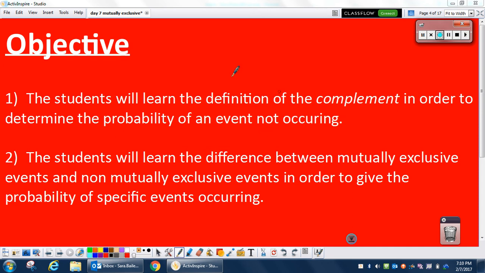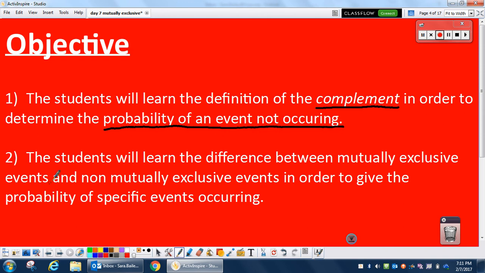Alright, you have two objectives today. Your first objective is the students will learn the definition of the complement, and in this case it's the complement in probability, in order to determine the probability of an event not occurring. Okay? And then your second objective is the students will learn the difference between mutually exclusive events and non-mutually exclusive events in order to give the probability of specific events occurring.